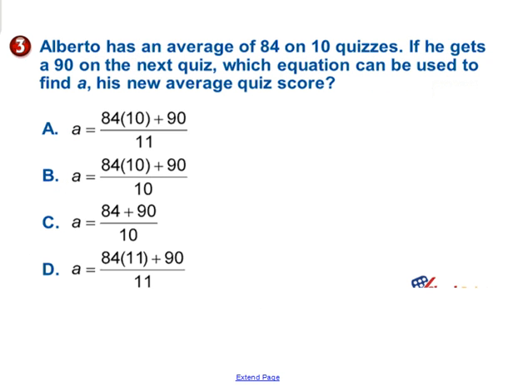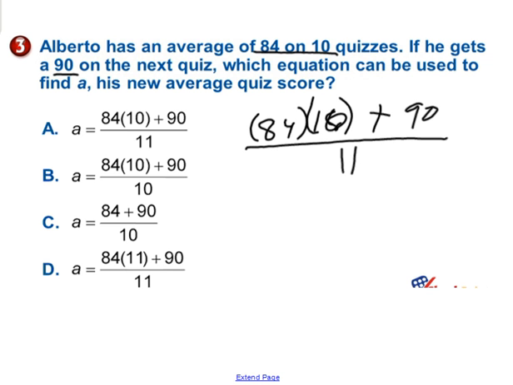Here's a similar problem. We got an 84 on 10 quizzes. That's the average out of 10. So the weighted way to calculate would be 84 times 10 plus the new score, which is 90, over 11, because we've now got 11 scores. We had 10, now we've got one more, so we've got 11.